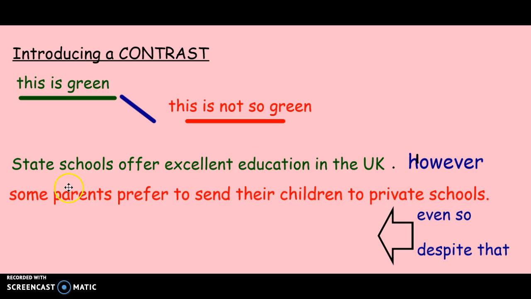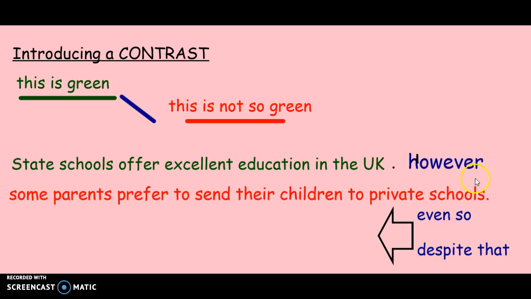Let's look at the proper sentence here. State schools offer excellent education in the UK. This is one sentence, the green sentence. Some parents prefer to send their children to private schools. And this is the contrast. So we have state schools and then we have private schools. We're saying two sentences here that say different things.